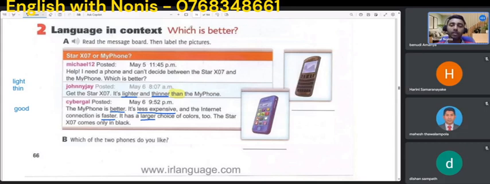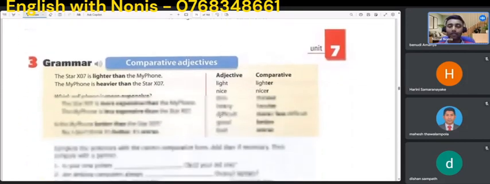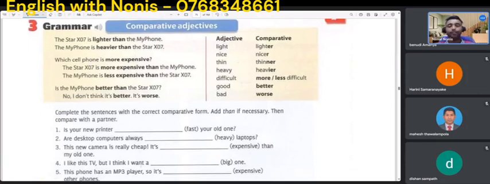So when we look at all these things, it seems like my phone is better. They're asking which one is better. So I would say my phone is better. The reason is my phone is less expensive, faster. There is a larger choice of colors, right? Because of all those reasons, it seems like my phone is better than the X07. Okay, right. Now let's look at this one. Okay, so the grammar part. The star X07 is lighter than my phone.